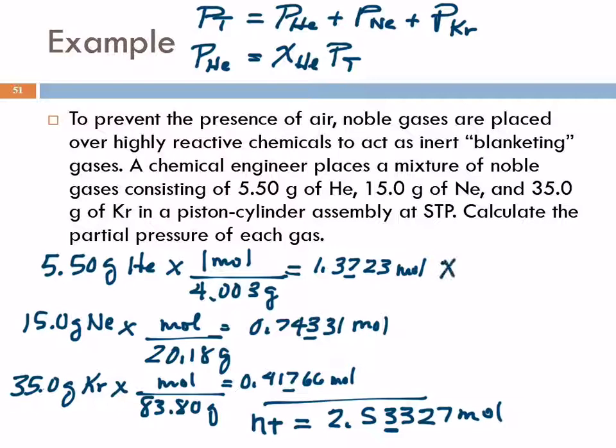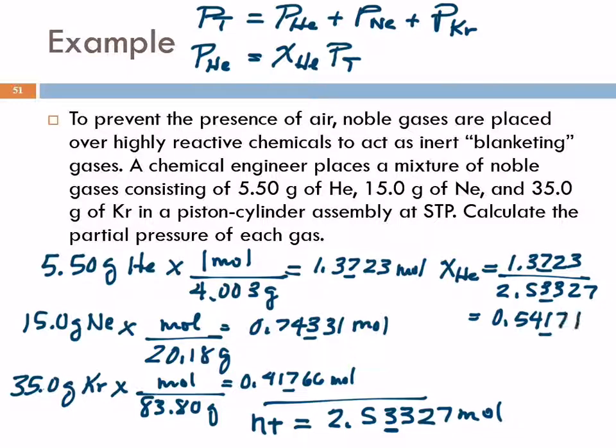So the mole fraction of helium is going to equal the moles of helium divided by the total moles. 1.3723 divided by 2.53327 is 0.54171. This is moles over moles, and so the fraction is unitless.